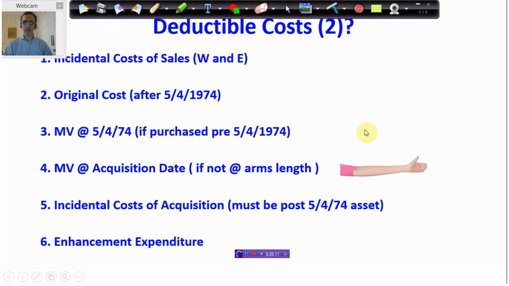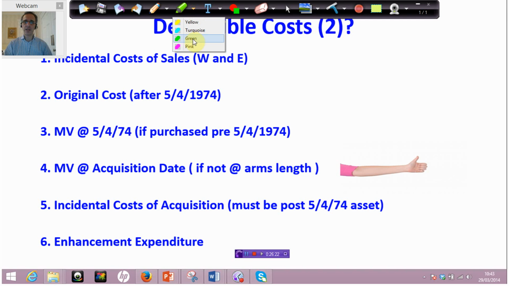Okay. Now, in terms of specifics on costs, again, I've mentioned several of these. I draw your attention to this cutoff date we have here of 5/4/74. Really, in effect, that's our baseline date. Now, if we have a situation where the asset is purchased prior to that date, then we need to actually find the MV at that date. In addition to that, you'll see down the bottom there we have enhancement expenditure. I've mentioned that.